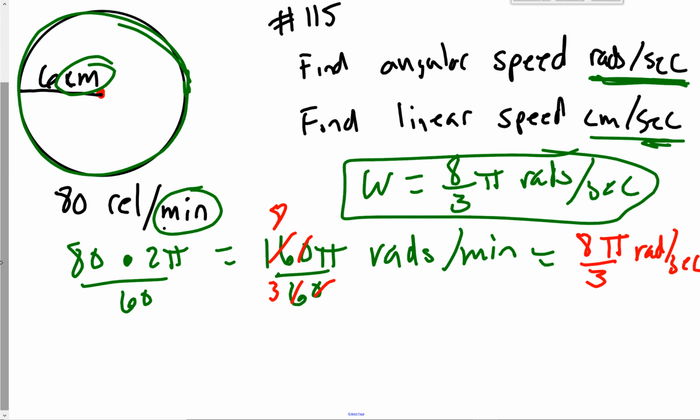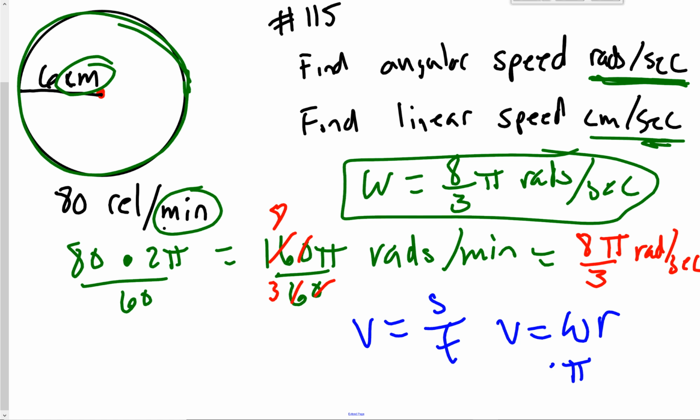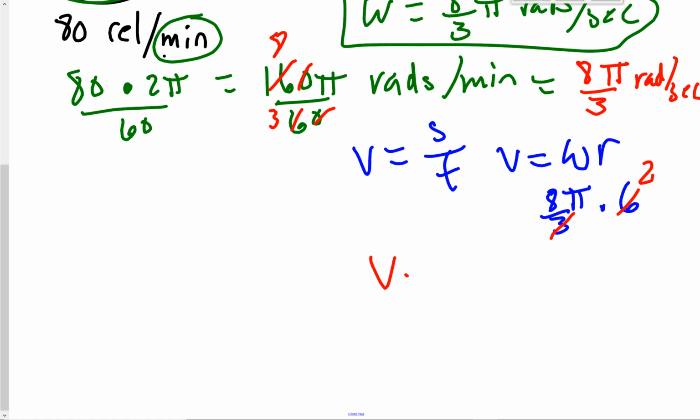Now I want linear speed. To convert to linear speed, all we have to do is switch and manipulate this formula right here. Because we already know that v is equal to our angular speed times our radius, and we already know our angular speed, which is 8 pi thirds. And we can multiply that by our radius 6, cancel these 3 and 6, and so we get 16 pi. So v is equal to 16 pi.